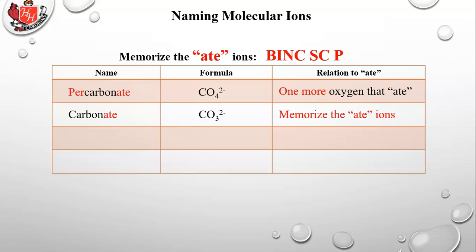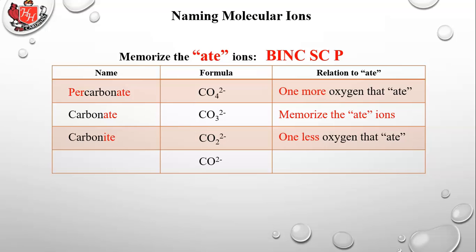When you add 1 more oxygen than the ATE, you add the prefix per. Now we're going to go in the other direction. We're going to take an oxygen away. So it's CO2. Again, it's still 2 minus charge. The charge does not change. So that's 1 less oxygen than ATE. That's called carbonite, ITE. So the ATE changes to an ITE.